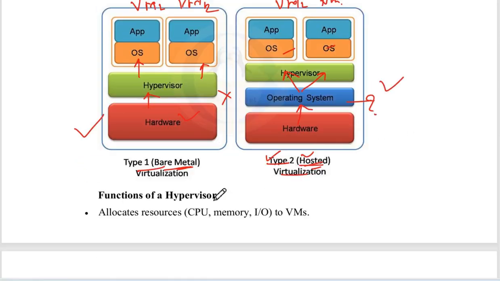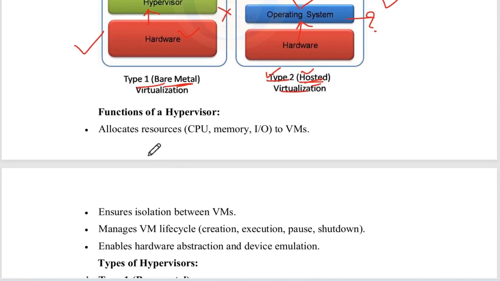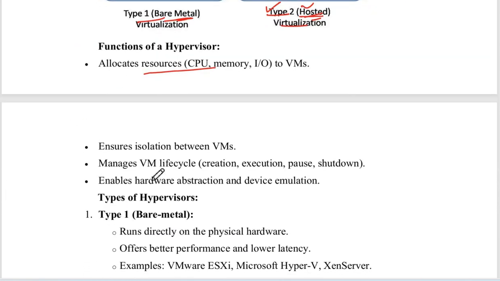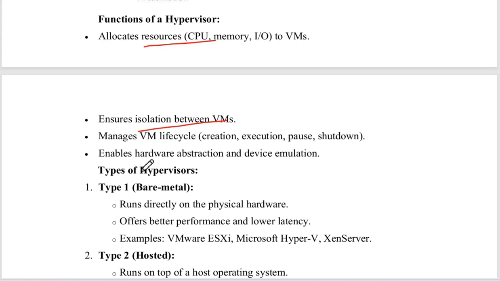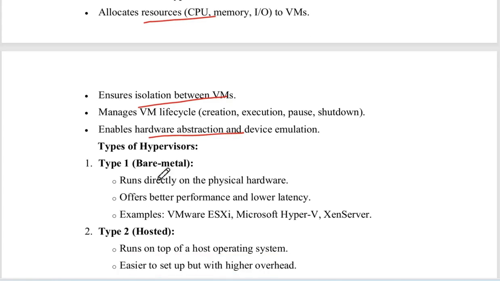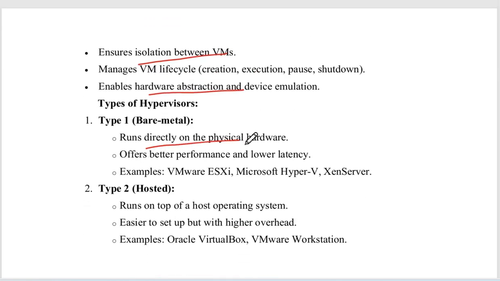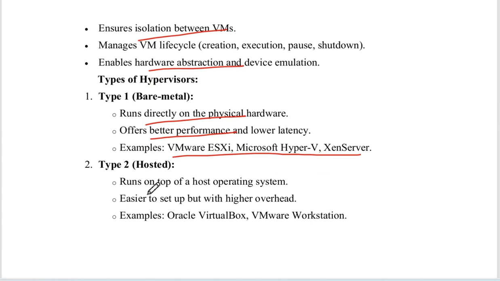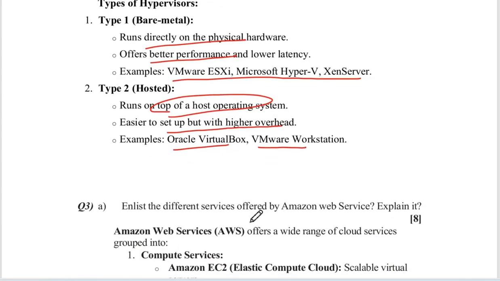Okay. Functions of the hypervisor you already know. It allocates the resources, ensures isolation between virtual machines, enables hardware abstraction. Type 1 runs directly on physical hardware and offers better performance. These are the examples: Hyper-V, Xen. A hosted hypervisor runs on top of the host operating system, with higher overhead. Oracle VirtualBox, VMware. These are the examples.